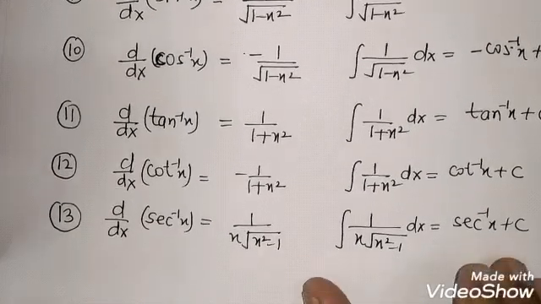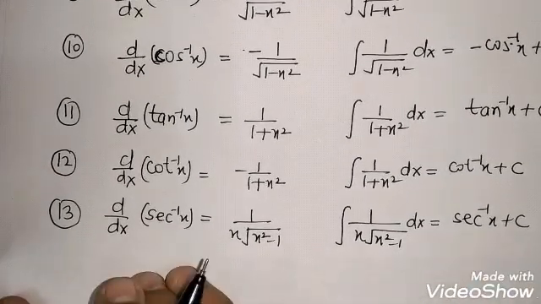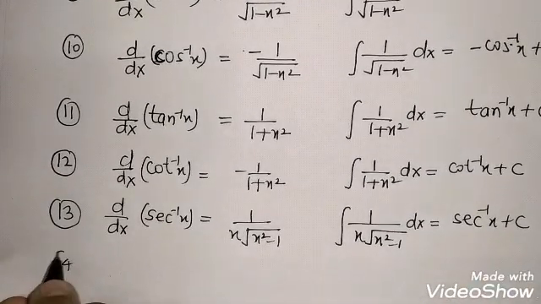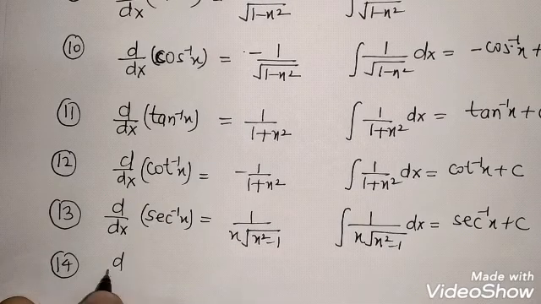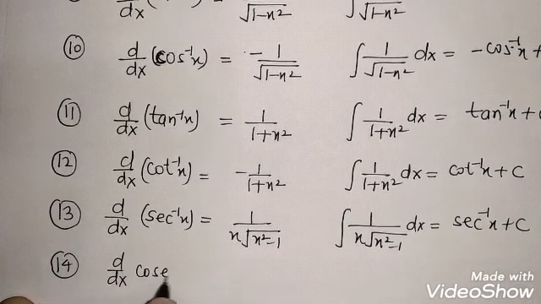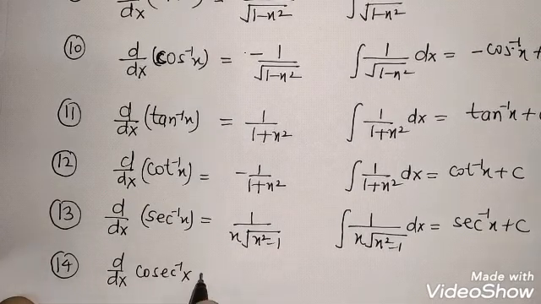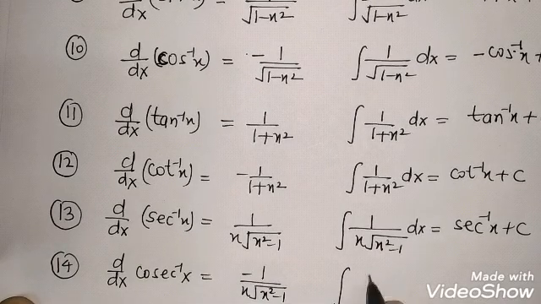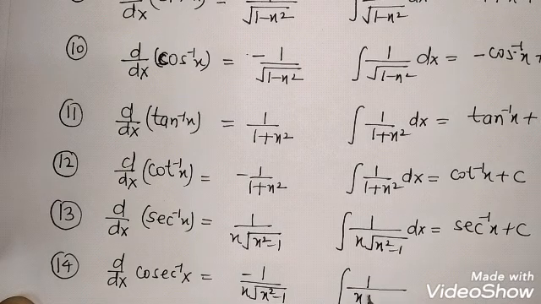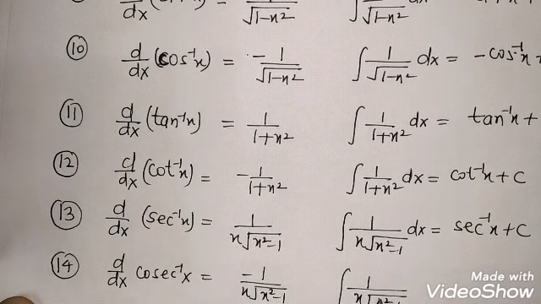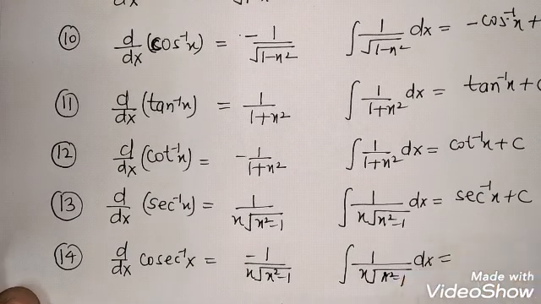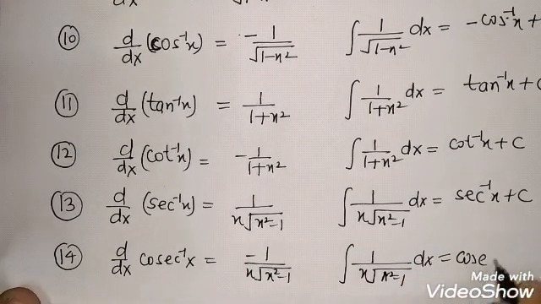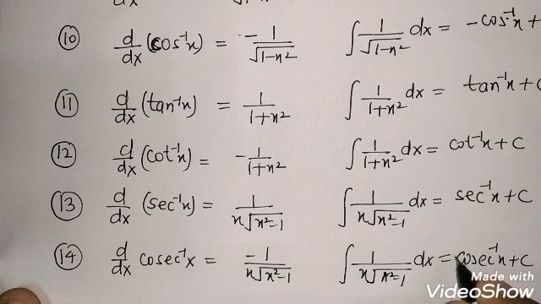Again the easiest one. Moving towards the next formula, that is the derivative of cosecant inverse x. The derivative of cosecant inverse x, you know very well. The formula for this is negative of 1 upon x root of x square minus 1. Integration of 1 upon x root of x square minus 1 dx is equal to cosecant inverse x plus c, with a negative.